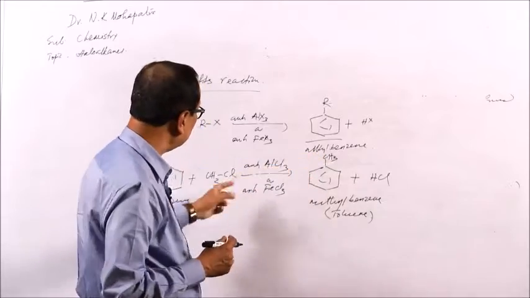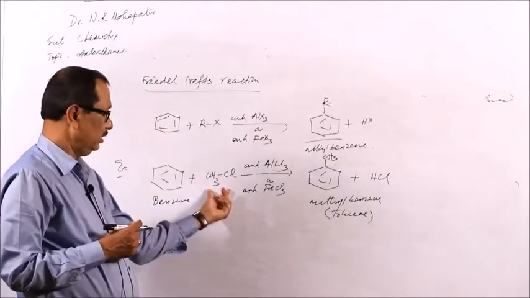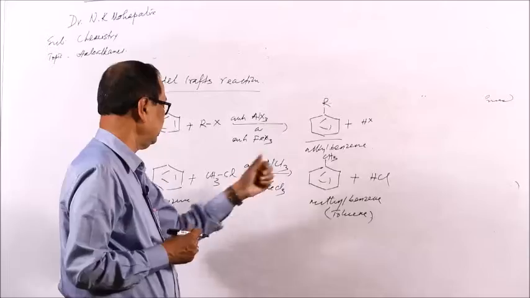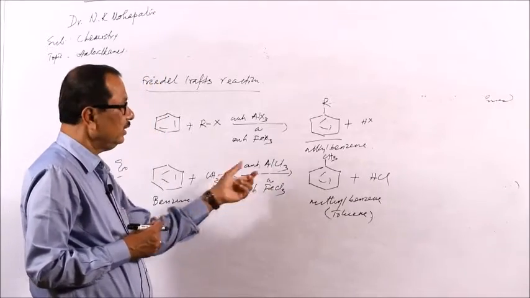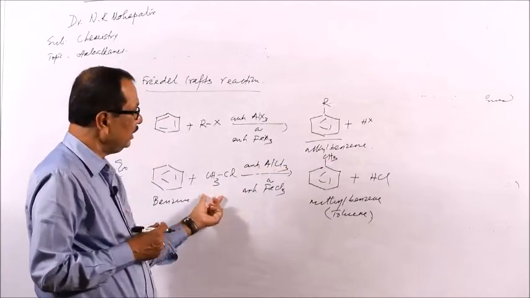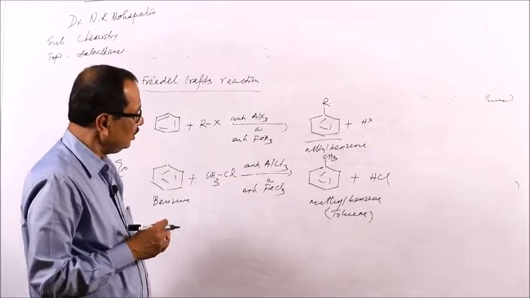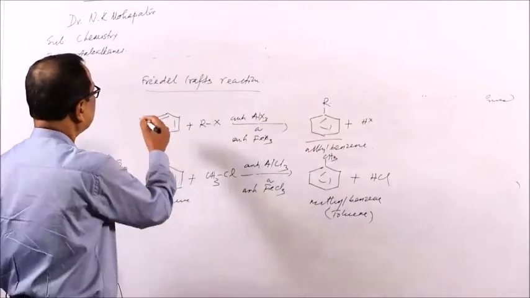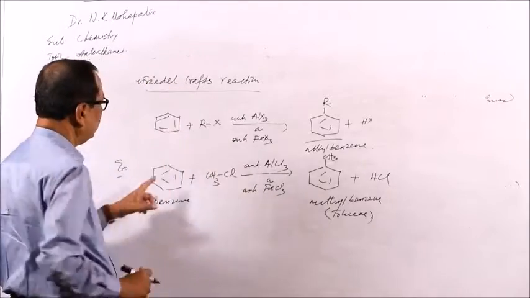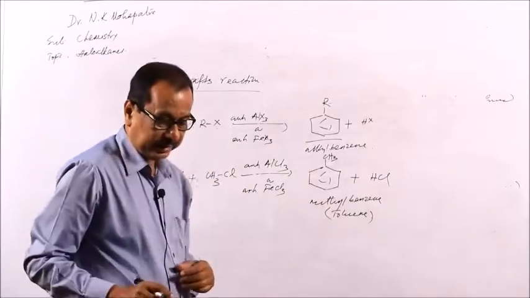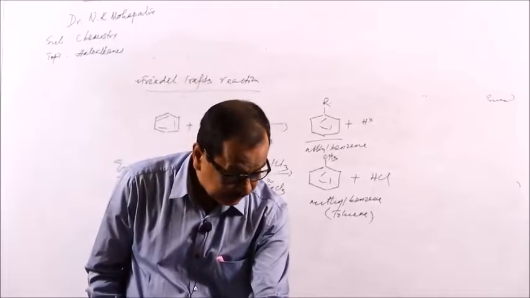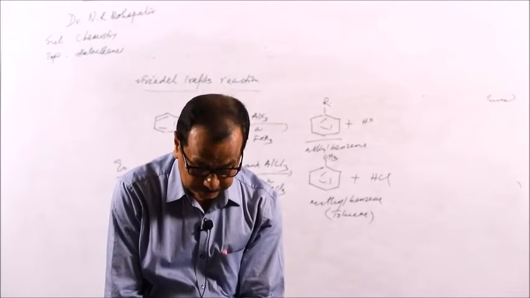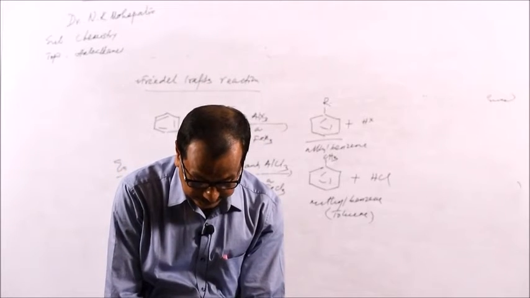You can substitute any alkyl group depending on the nature of the alkyl halide. If you want to substitute an ethyl group, you have to take ethyl chloride. If you want a propyl group, you have to take propyl halide, in this way. This reaction is called Friedel-Crafts reaction, and it also comes under the alkyl halides. So these are the reactions of alkyl halide.